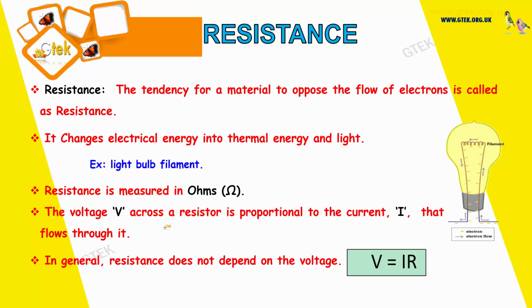The voltage V across the resistor is proportional to the current I that flows through it. So, in general, resistance does not depend on the voltage. We have the formula V = I × R, where V is voltage, I is current and R is resistance.